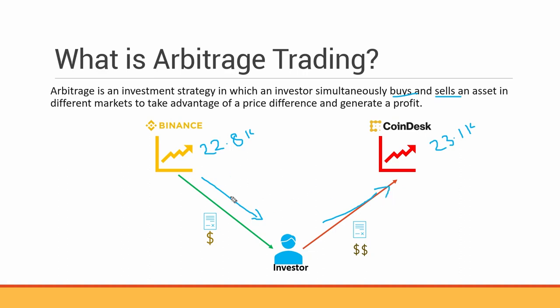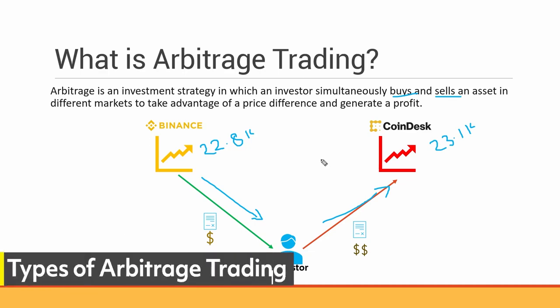But it's not as simple as it looks, as I'm going to explain further ahead in the video. So this is basically arbitrage trading, taking advantage of the price discrepancy between two markets. So this is how you do arbitrage trading.